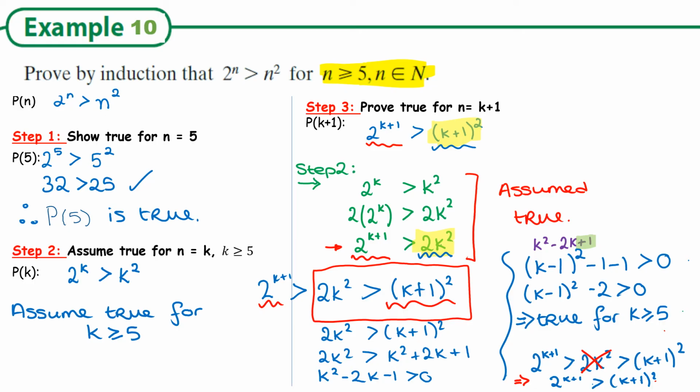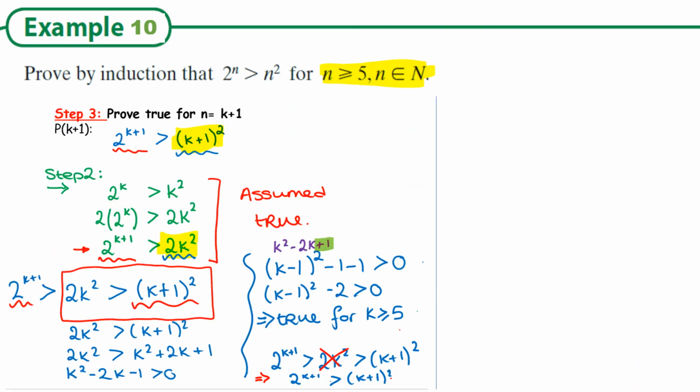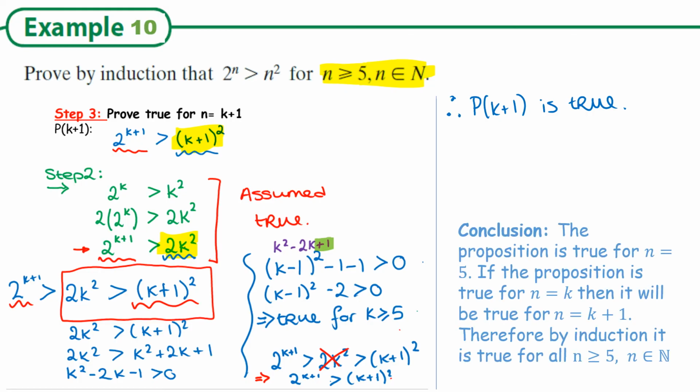So if you need to go back through it again, do. I'm just going to finish off that step 3 now. Therefore, the proposition for k plus 1 is true. This means we can have our conclusion: the proposition is true for n greater than or equal to 5. Just be aware of that. That's to link back to the question. So it's not 1.